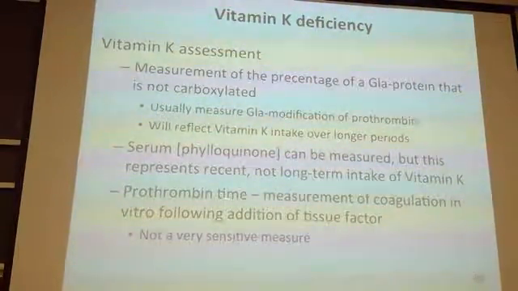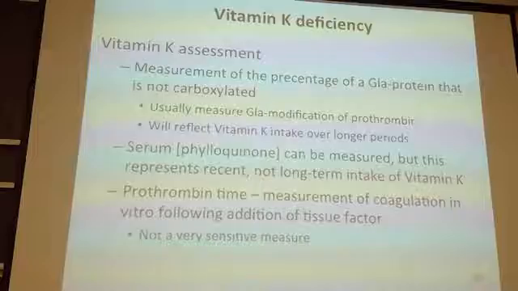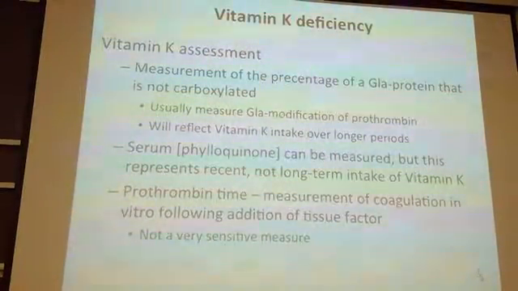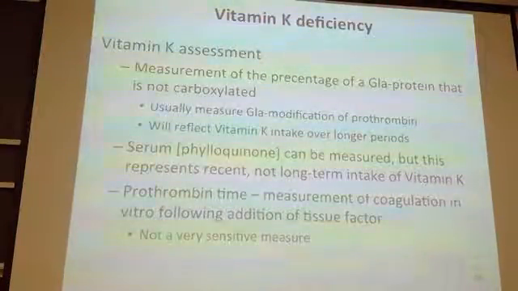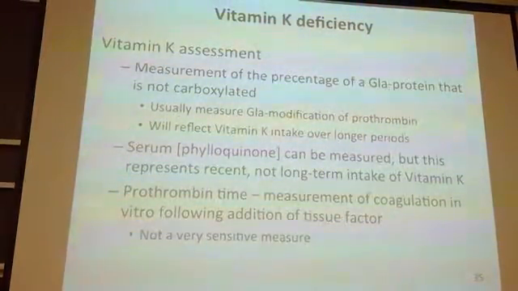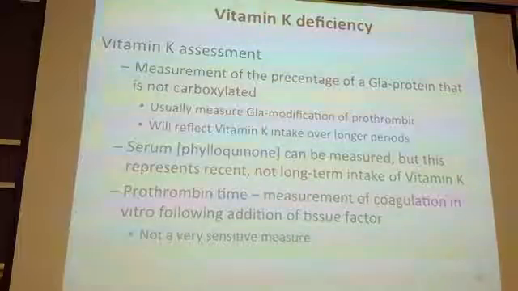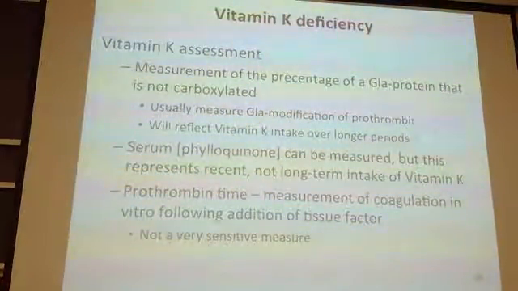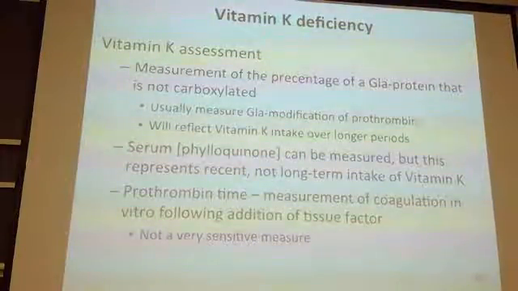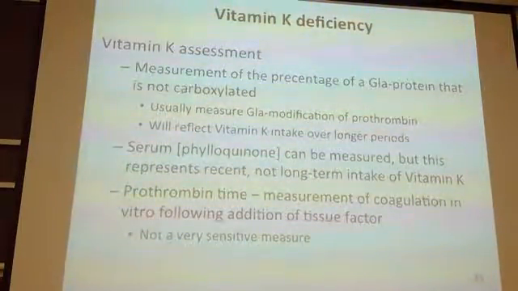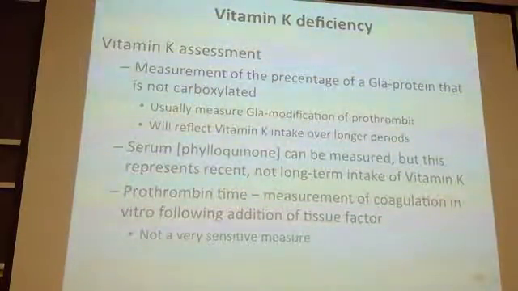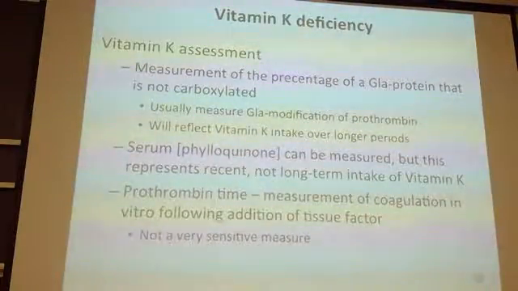Another common measurement that's used is prothrombin time, and this is a measurement of coagulation in vitro. So they take your blood, they take the plasma, and then they add tissue factor to the plasma, and they look at the rate of coagulation. And this has been used for a long time, but it's fallen out of favor more recently because it's not a very sensitive measure. So it has to be a pretty gross vitamin K deficiency in order to have an effect on prothrombin time coagulations.